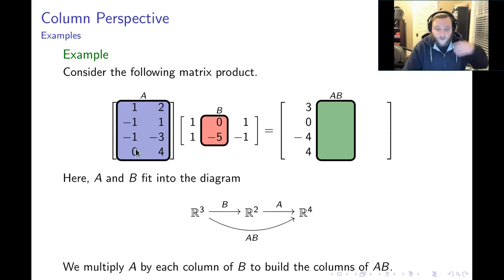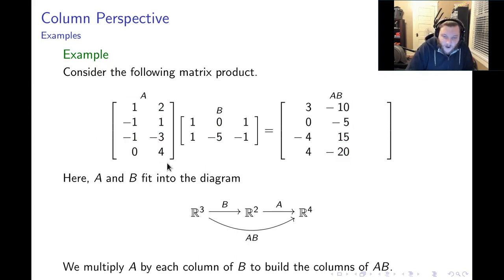If we wanted to, we could just ignore the first column of A. And then we scale the second column of A by -5. So all we're doing is multiplying the second column of A by -5, which should give us what? -10, -5, 15, -20. So that's the second column of A times B.